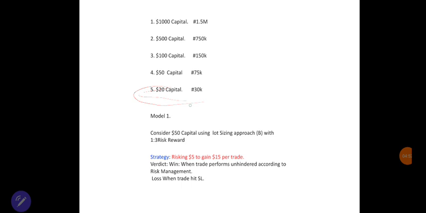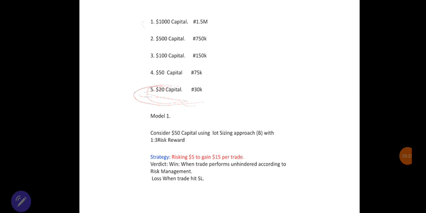Don't forget that as I speak today, $1,000 is 1.5 million. $20 capital is 30,000. So somebody that is trading and has the same win rate as you, let's say the same 20% win rate, but he's trading a capital of $1,000, the person will make almost 100 times your own. Why? Because of the capital involved.